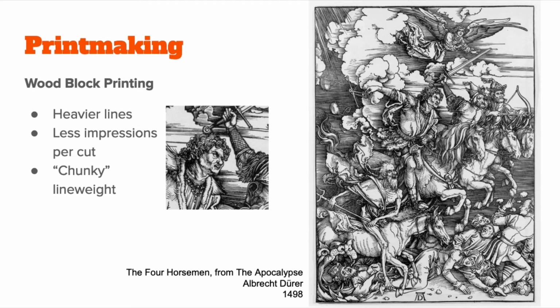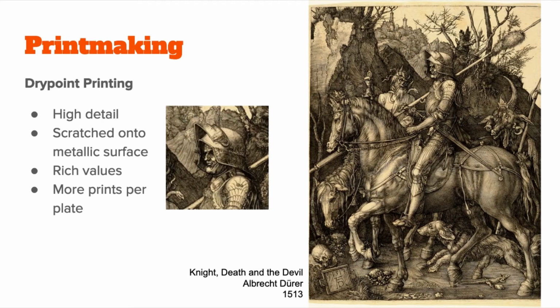Now, compare that print with this one, The Knight, Death, and the Devil, by the same artist. However, the artist is using an intaglio printmaking technique called drypoint. In this, the artist starts with a very large sheet of metal and is using a stylus and a very heavy hand to gouge away the areas in which he would like to leave a line. This makes for images that have very high detail. It has richer values because they can use techniques such as crosshatching more effectively to describe those tonal values.